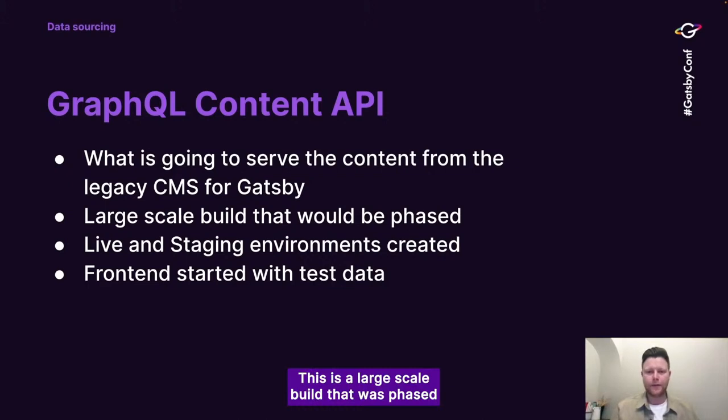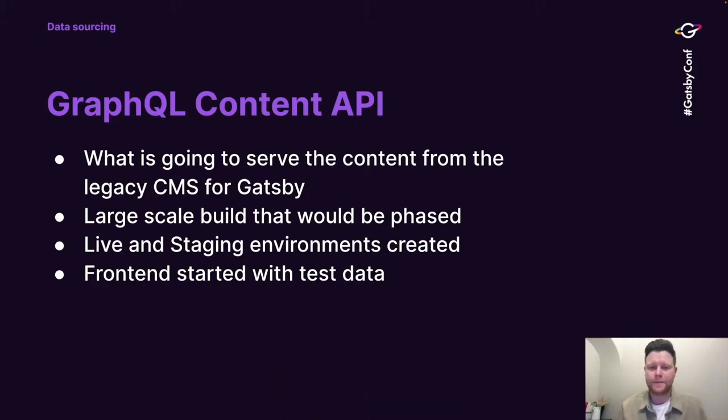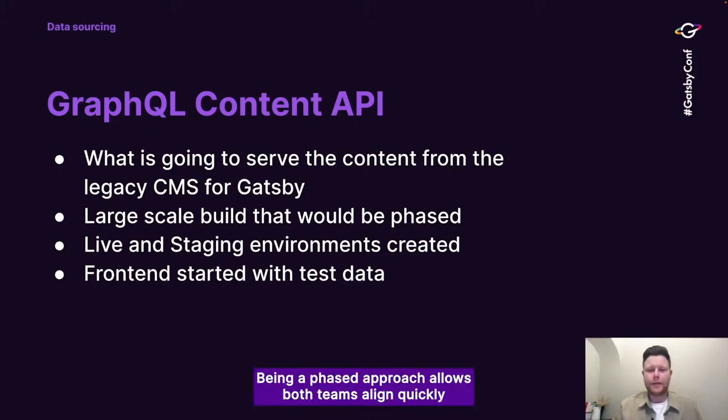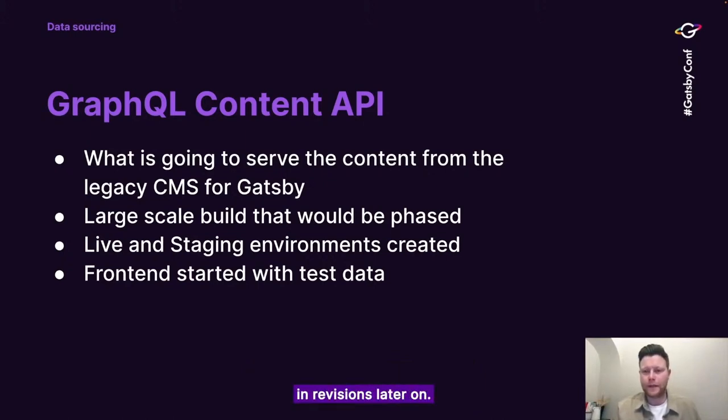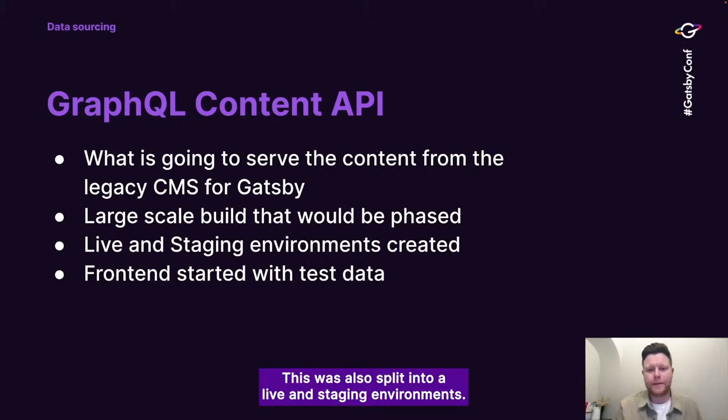This was a large-scale build that was phased into different sections of the site content, like spa page listings, individual spas, page content, and the blog, along with some reformatting in the CMS, as the CMS wasn't quite intended to serve data this way. Being a phased approach allowed both teams to align quickly on format and structure, and speed up time and revisions later on. This was also split into a live and staging environment.